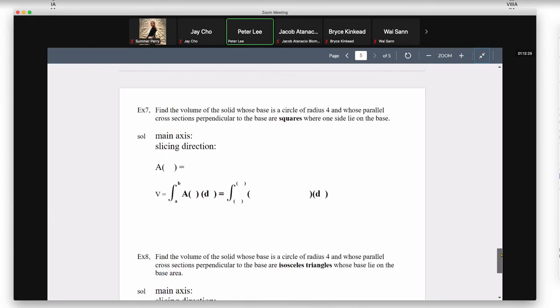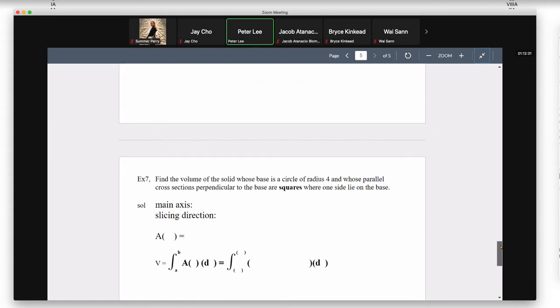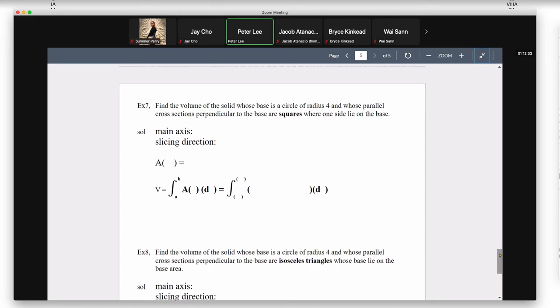Okay, how about if you do, let's say, what if you try example 7? Let's try example 7. Find the volume of the solid whose base is a circle of radius 4 and whose parallel cross-sections perpendicular to the base are squares. Okay, what is this? Let's try this one. Example 7.